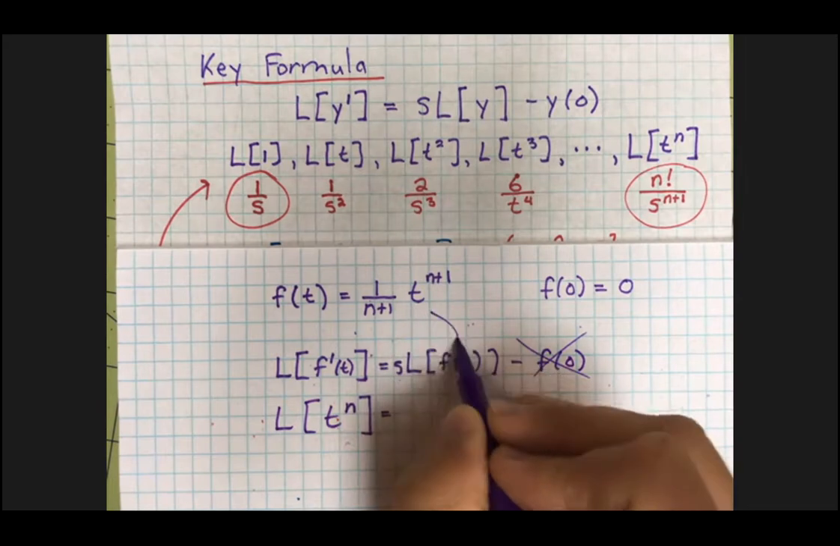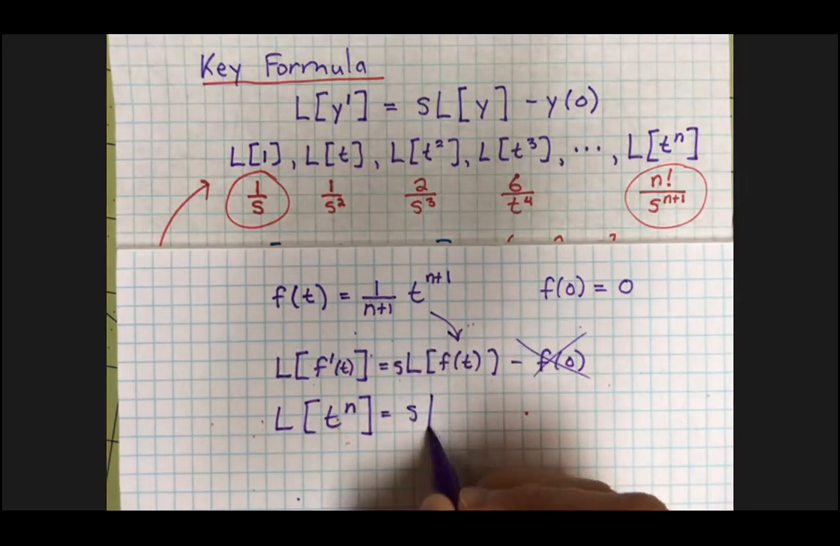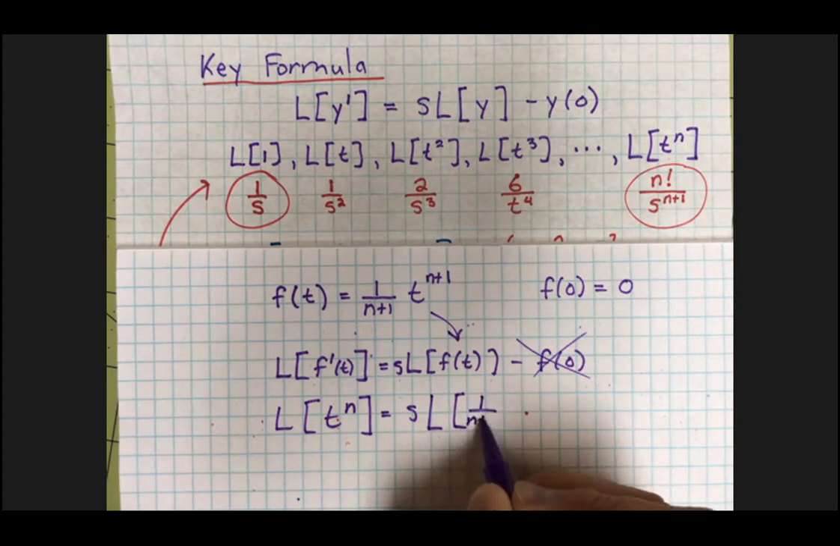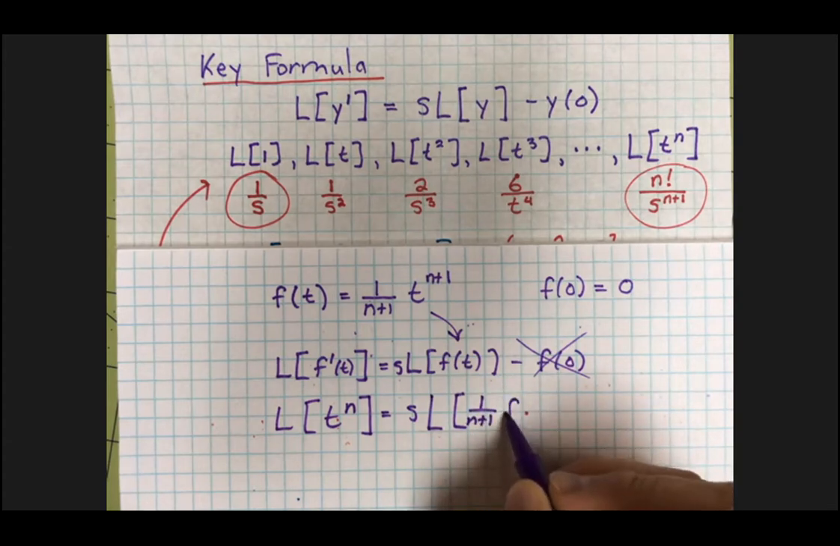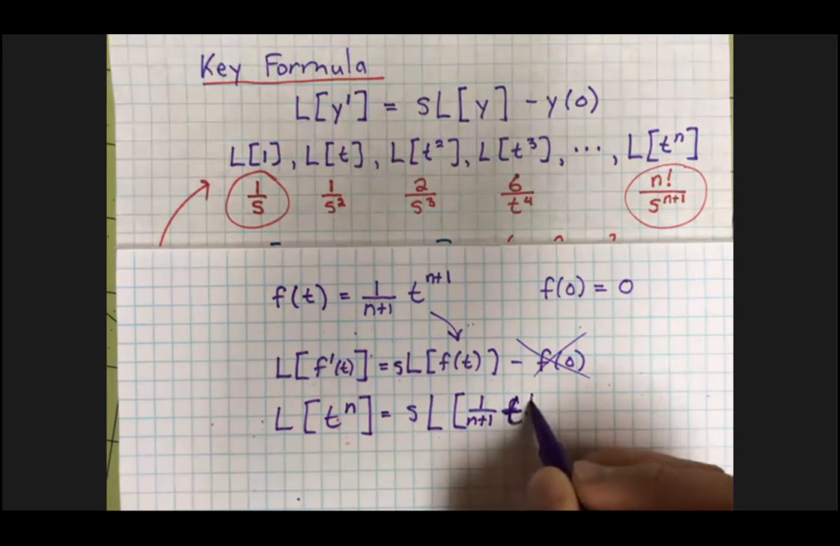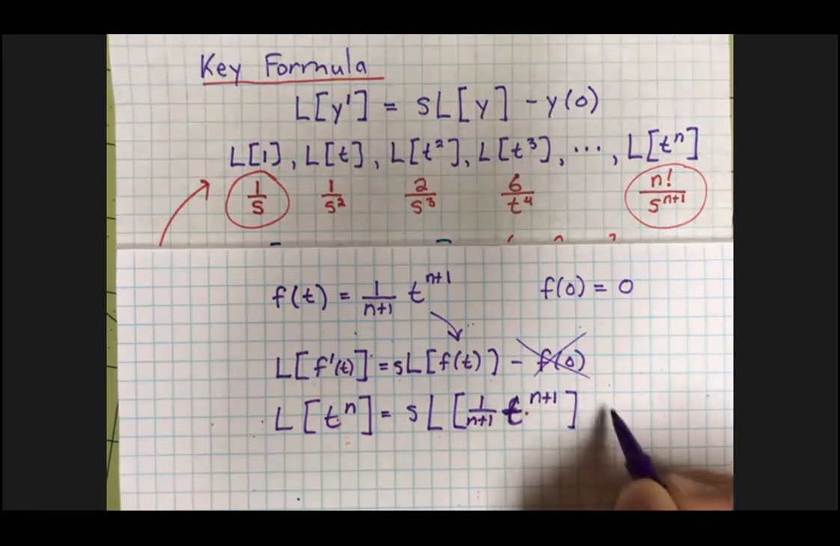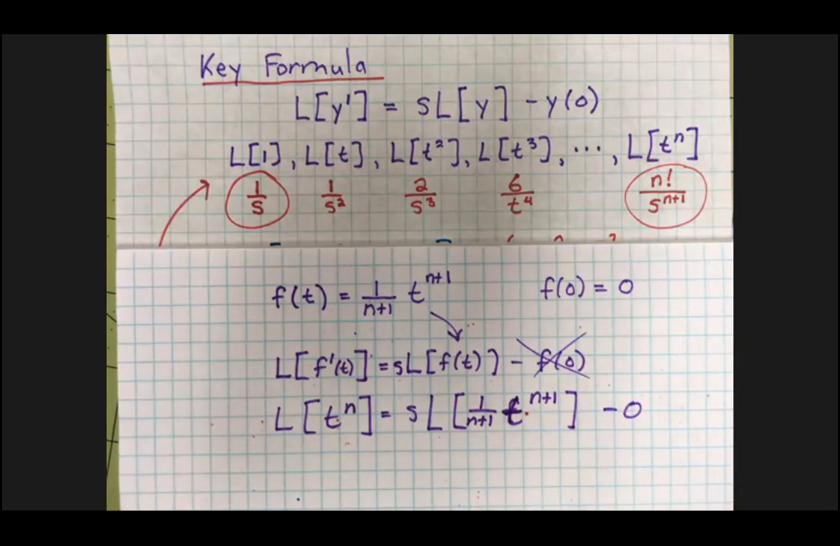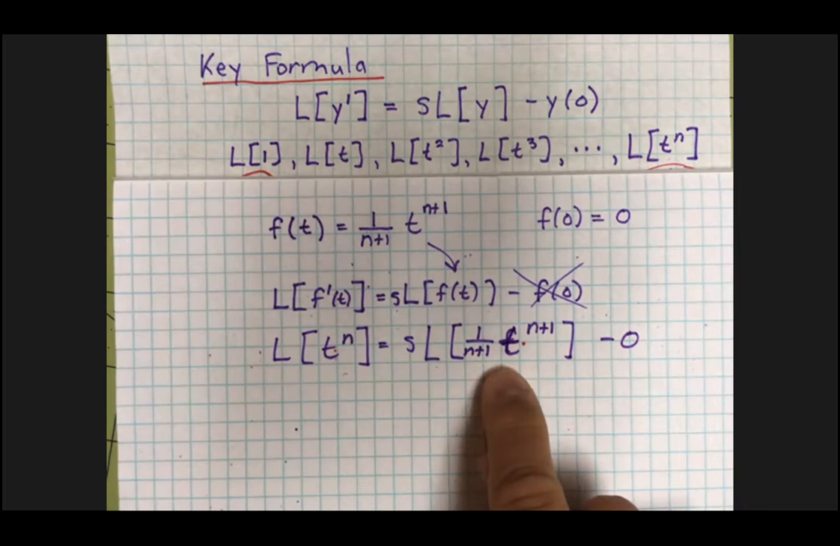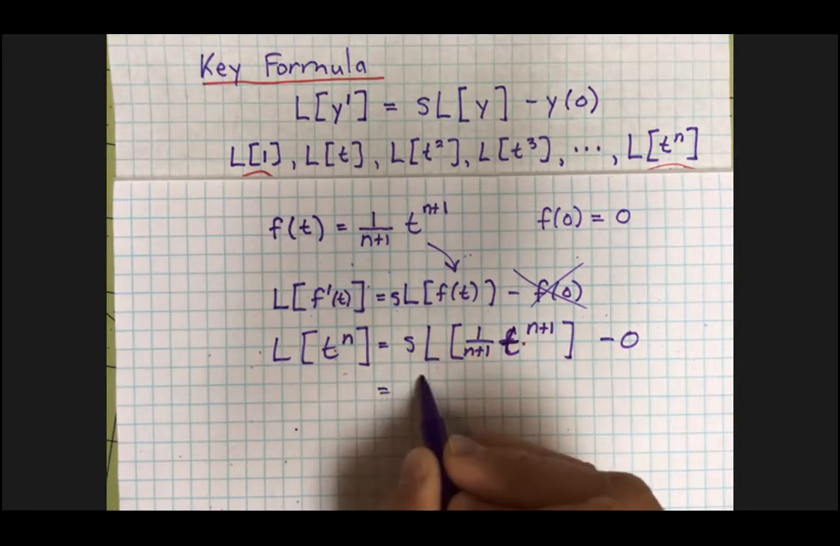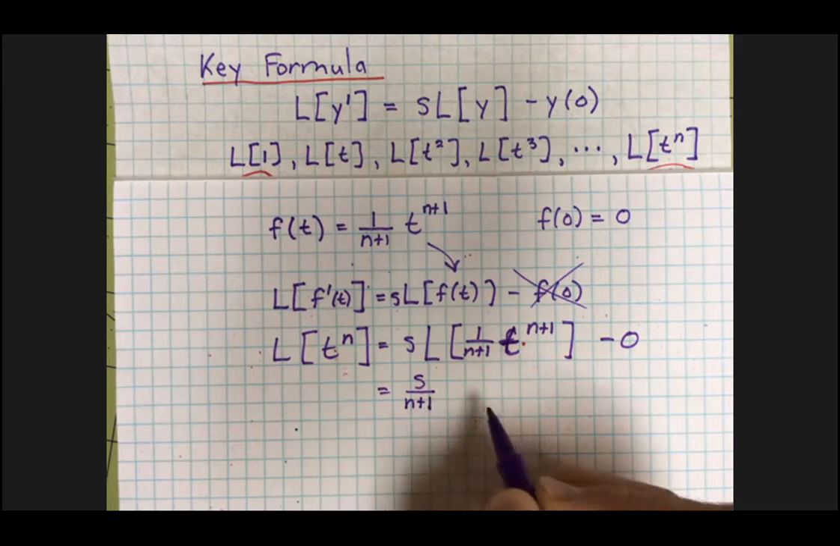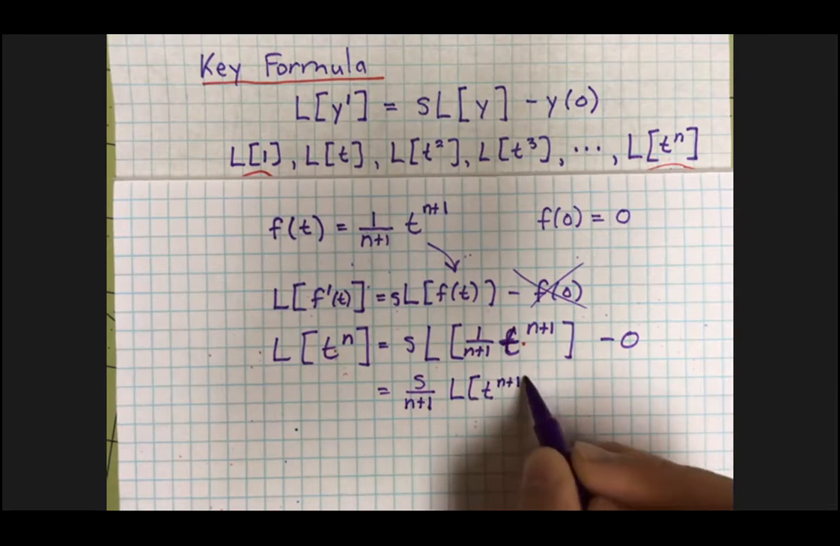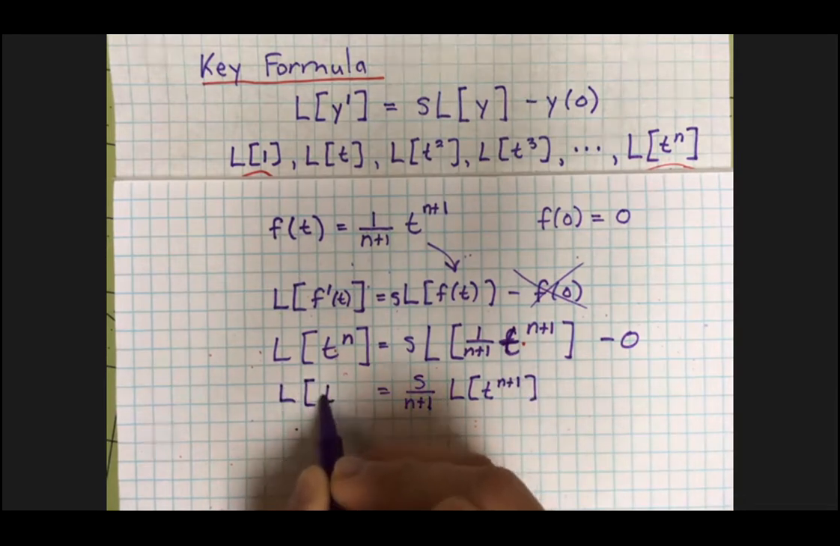But now we've got to put f of t into here, right? So I do s times the Laplace transform of 1 over n plus 1 times f of t. Well, that was t to the n plus 1. I don't have to write f of t anymore. And I don't want to write minus zero. I'll write minus zero, but only once. Okay, let's keep going. What I have right here, let's factor out the 1 over n plus 1. Laplace transform of t to the n plus 1, and Laplace transform of t to the n.